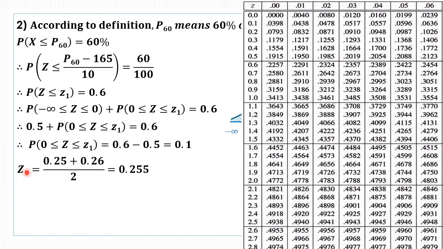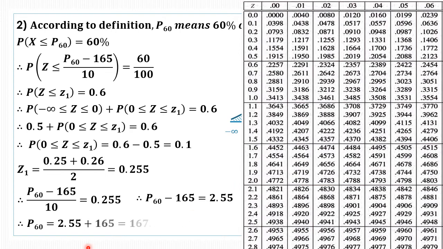Now here z1 is actually P60 minus 165 upon 10, so I will write that down. 10 will be taken on the opposite side to multiply, so that would be 2.55, and then I will add 165 in there. So my answer here will be 2.55 plus 165 is equal to 167.55. So the value of the 60th percentile in this distribution is 167.55. I hope you guys are getting this properly.